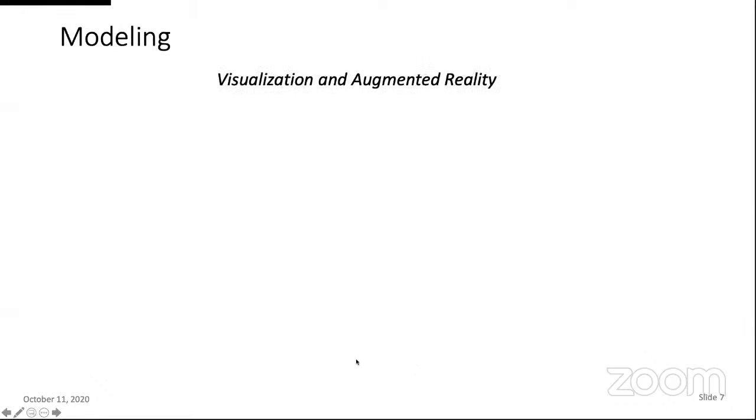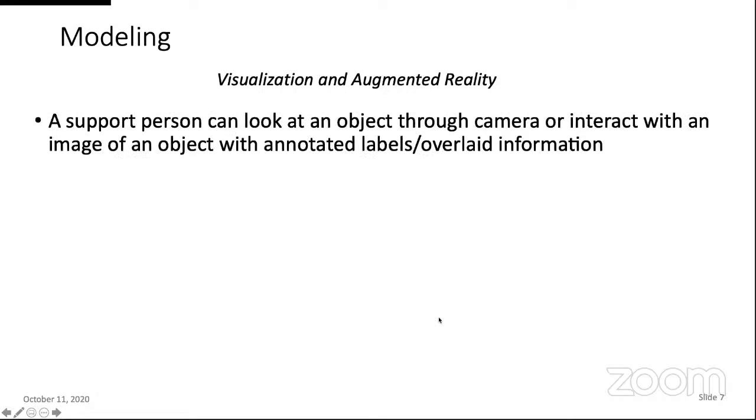In the case of visualization and augmented reality, a support person can look at an object through a camera or interact with an image of an object with annotated labels or overlaid information, and then do certain operations and understand the intricacies. Sometimes it is mostly used for training today, but it could be used eventually. This can also be integrated with other types of digital twin for more complex operations.